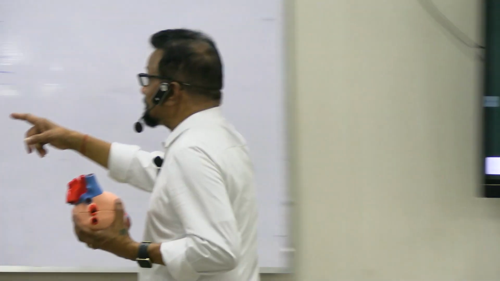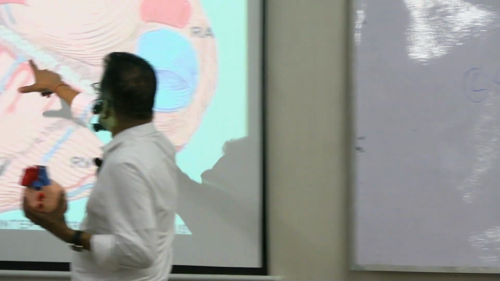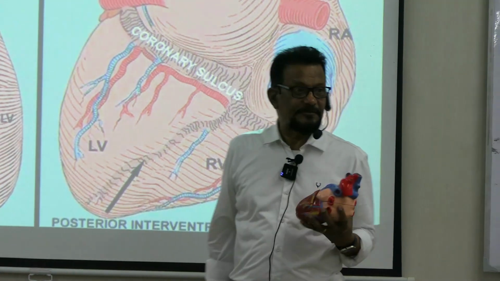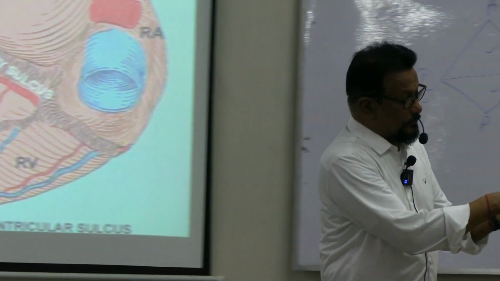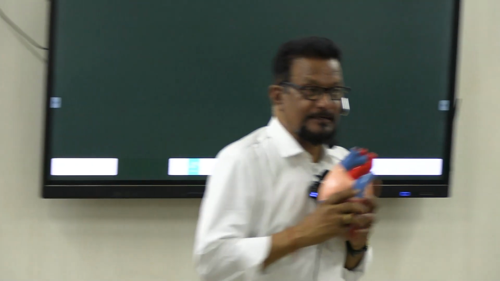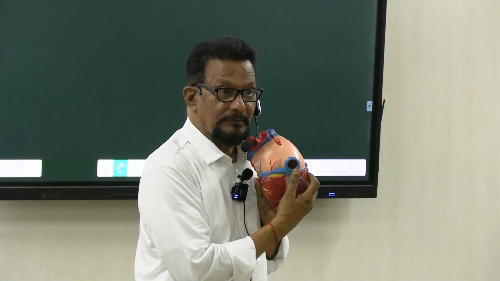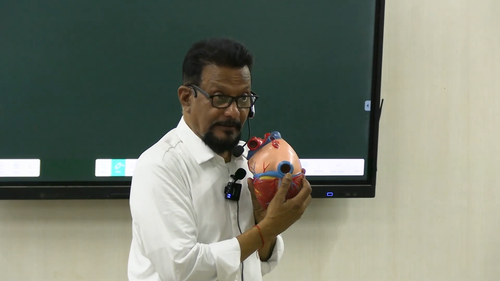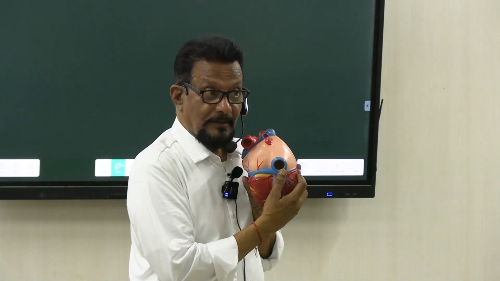So this is called what? Coronary sulcus. This groove is called the coronary sulcus. This coronary sulcus has an anterior part, and it also has a posterior part. Very important when we will be studying coronary circulation. So what is this coronary sulcus?